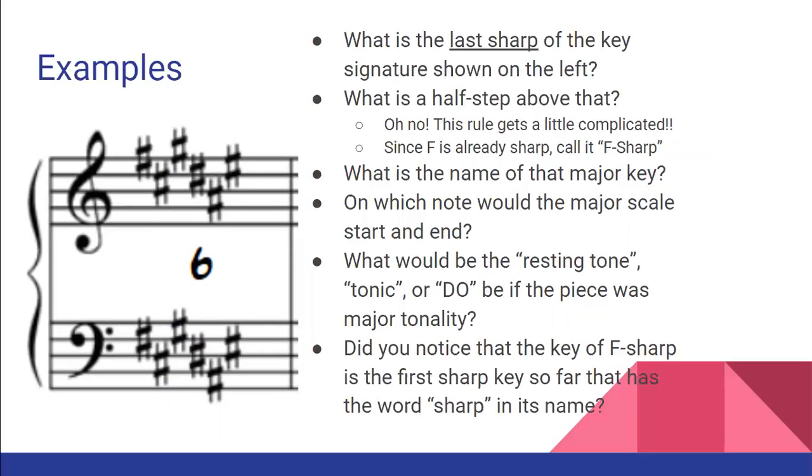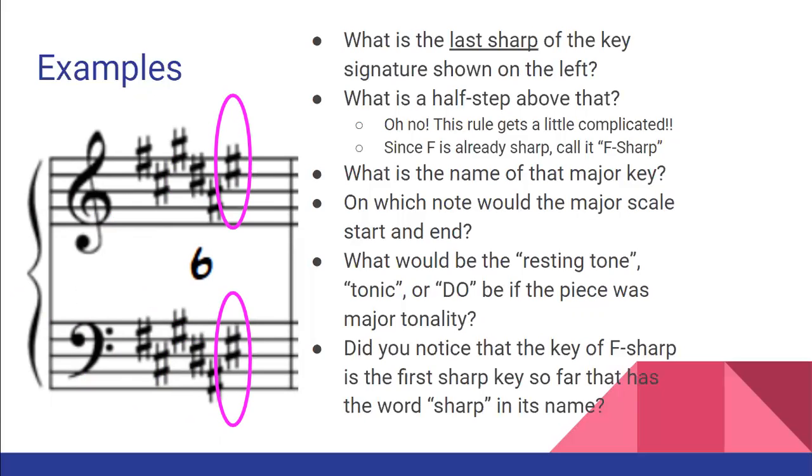Now we start to get a little bit more complicated. Let's still start with finding the last sharp though. The last sharp here is E sharp. This is where it gets a little bit complicated. A half step up from E sharp is not F. A half step up from E sharp is F sharp.